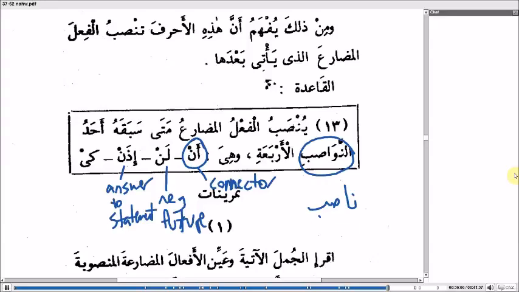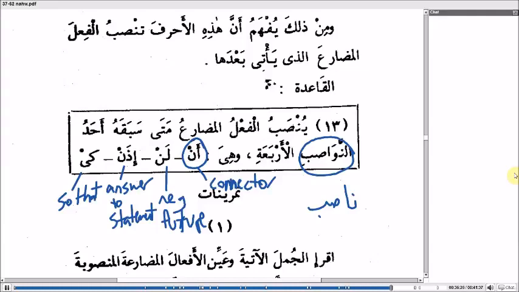And kay is just "so that." Right? Showing I do this so that, or this was so that was, or so that would be, whatever. Kay means in order to, or so that. So an, lan, idhin, and kay. These are our four words.